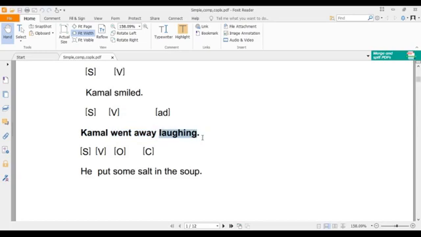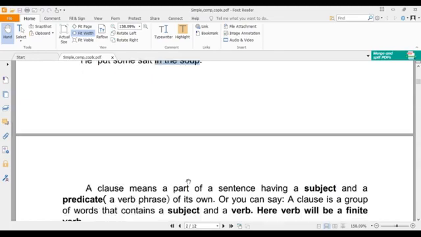which could be left out and the sentence would still express its meaning. Third example: he put some salt in the soup. Here he is the subject, put is a verb, some salt is an object, and in the soup is a complement.